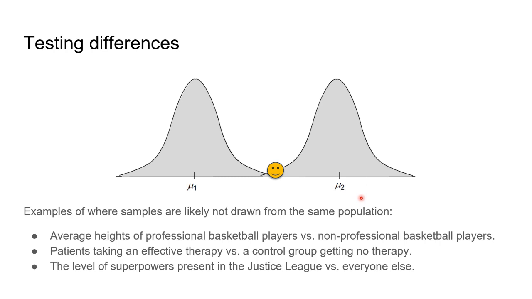There are other examples we could imagine which may be easier. For example, the average height of professional basketball players versus non-professional basketball players, right? We can imagine one is here, the other is here. Or patients that are taking an effective therapy versus a control group, which is getting no therapy. Or we could think about the levels of superpowers present in the Justice League versus everyone else.